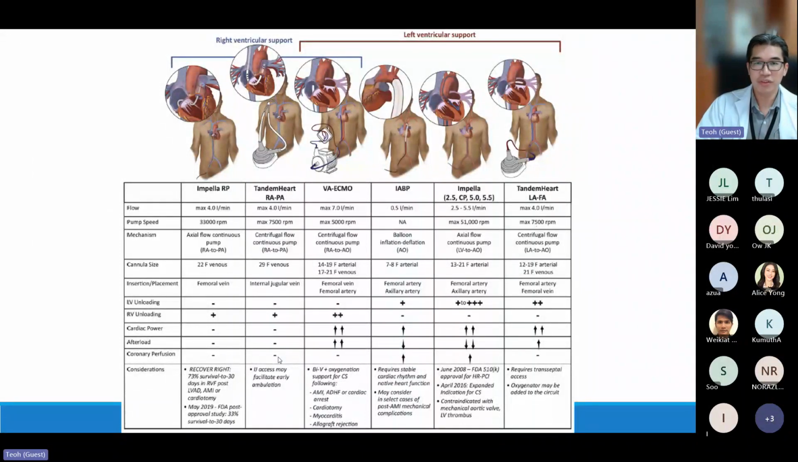So here I show you several types of MCS. It can be meant for right ventricular support. It is also meant for left ventricular support or both ventricles.